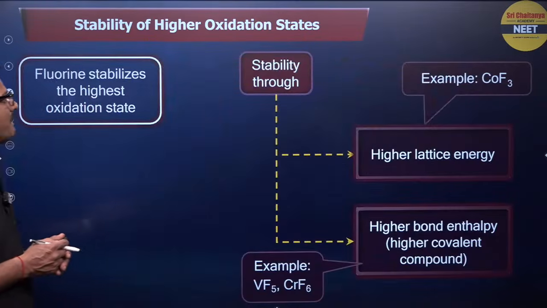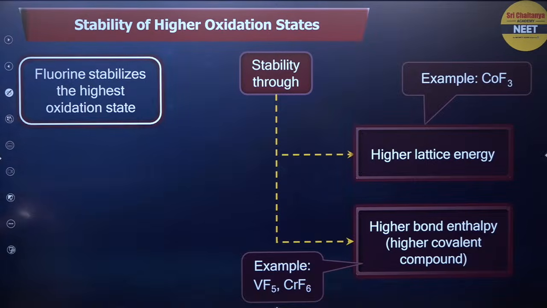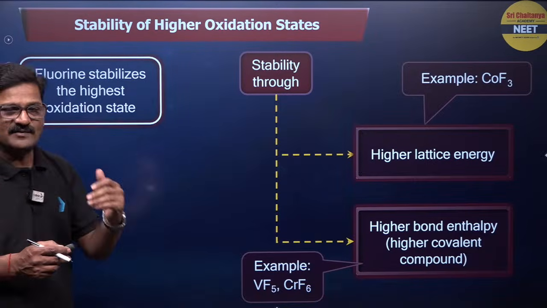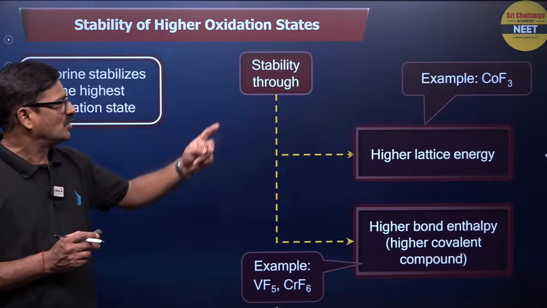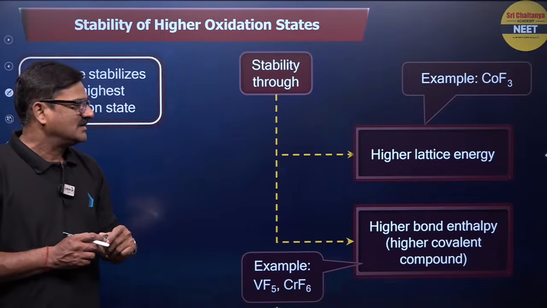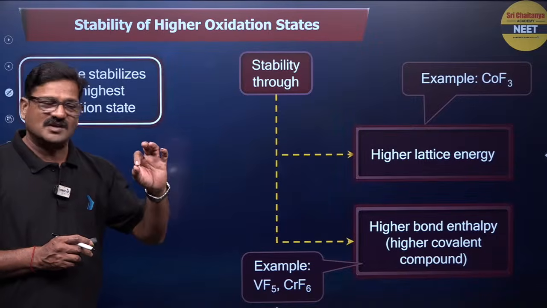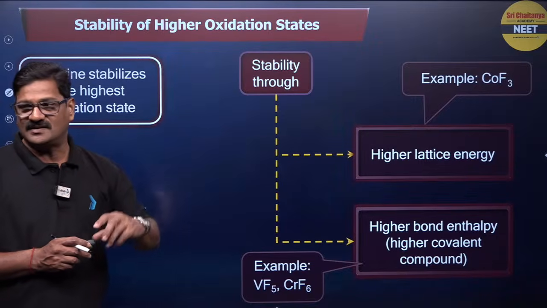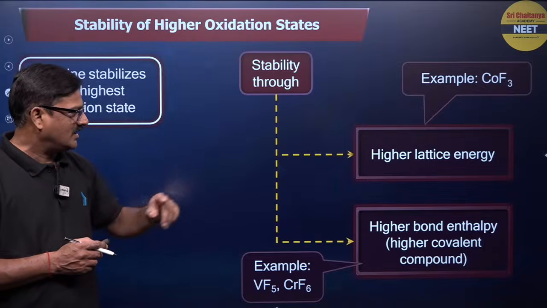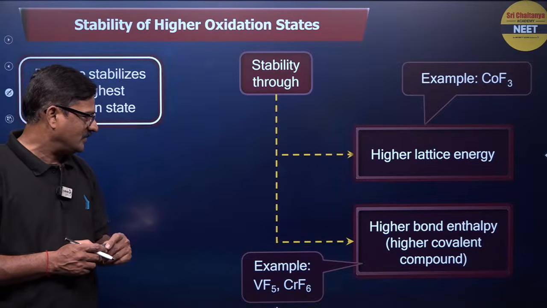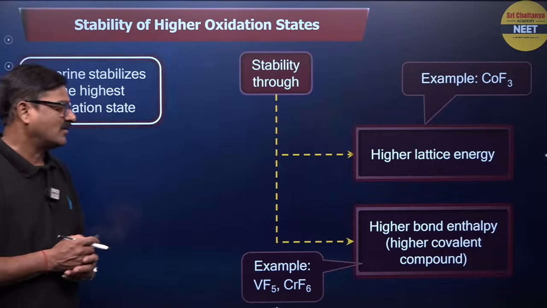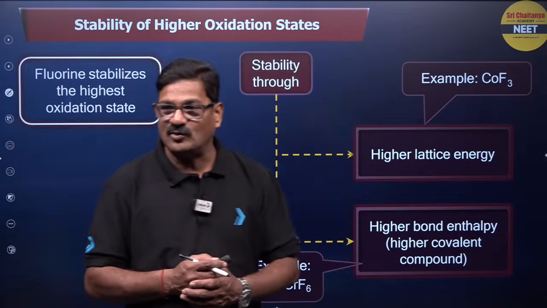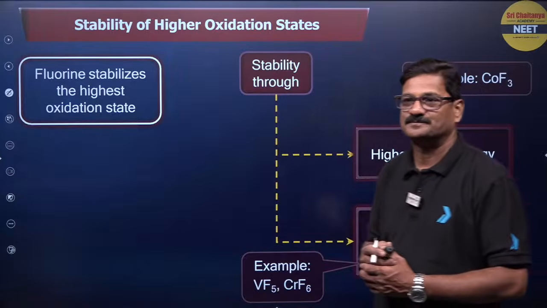Now you can say fluorine stabilizes the highest oxidation state. So the stability of the highest oxidation state could be by two reasons. So CoF3, it is more stable due to high lattice energy and higher bond enthalpy. So VF5, CrF5. सो हायर ऑक्सीडेशन स्टेट का जो रीजन आता है ना वो भी काफ़ी इंपॉर्टेंट है बेटा.